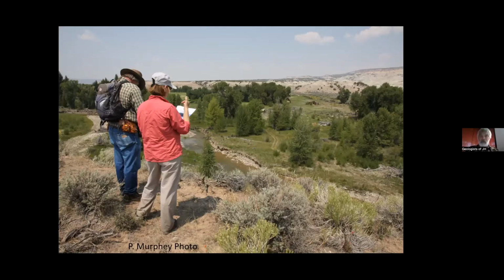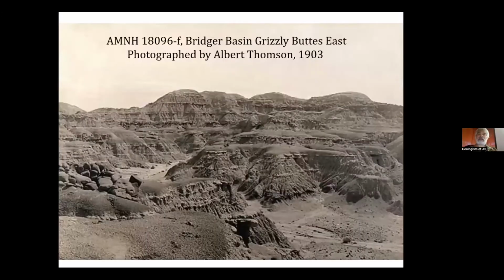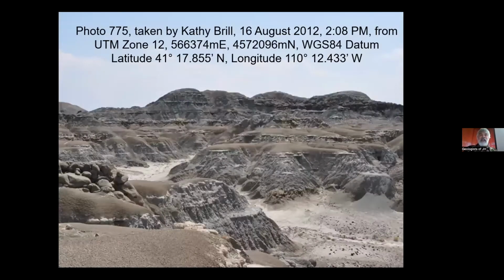And so we find these different localities. We've also, in the Bridger Basin down in Southwest Wyoming, worked with Paul Murphy on some of this, who's done a lot of work in the Bridger also. Okay, here's some of the things we did. Here's the Bridger Basin, Grizzly Buttes East, followed by actually Bill Thompson, Albert William Thompson, but everybody called him Bill Thompson, in 1903. The Badlands, and we found that site like so.